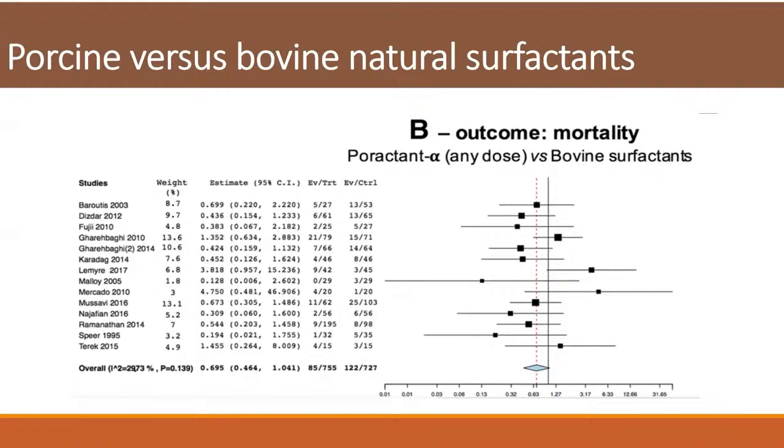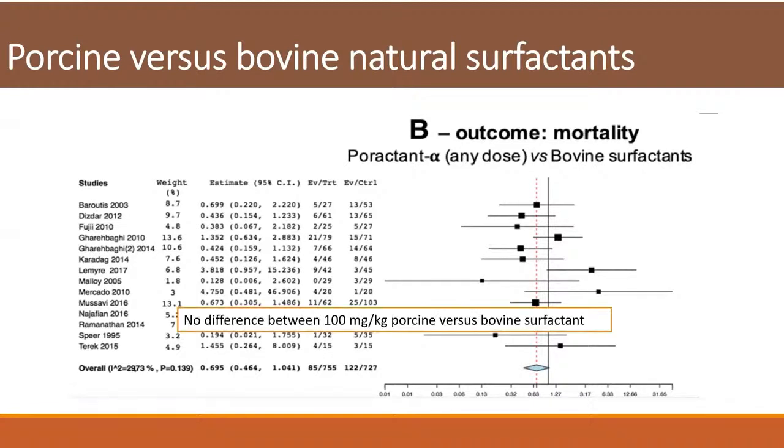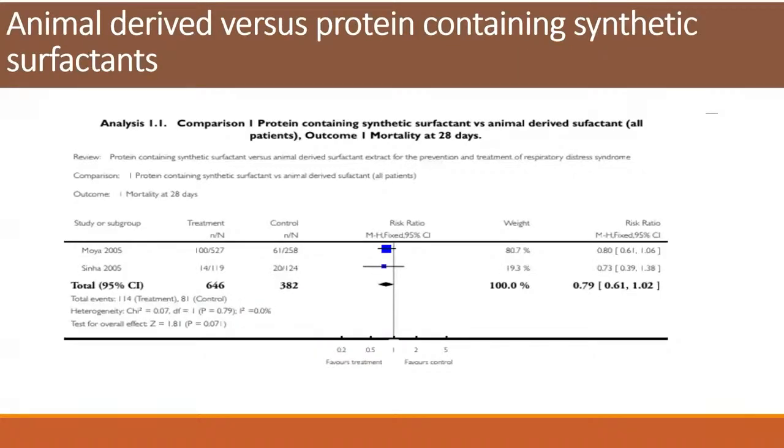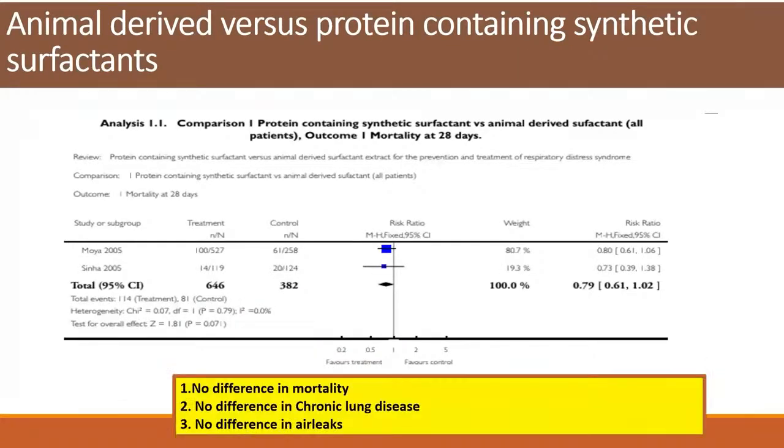So overall, when we look at the outcome of mortality, as we already discussed, there is no difference between 100 milligram per kg each of porcine and bovine surfactant. When one, however, compared the animal-derived natural surfactants versus the newer generation of protein-containing synthetic surfactants, again, there was no difference with mortality, chronic lung disease, and air leaks. So most of the advantages of natural versus synthetic surfactant were true when compared with the earlier generation of protein-free synthetic surfactants.